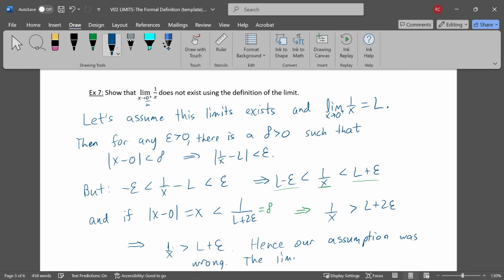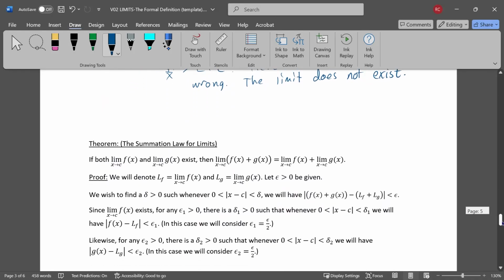And the limit does not exist. All we've shown here is that this inequality that we should get when applying the formal definition, that the absolute value of 1 over x minus L is less than epsilon, can't be true because this 1 over x can get bigger than any number that we would ever bound it by, right? So this limit isn't a thing. All right, let's move on.